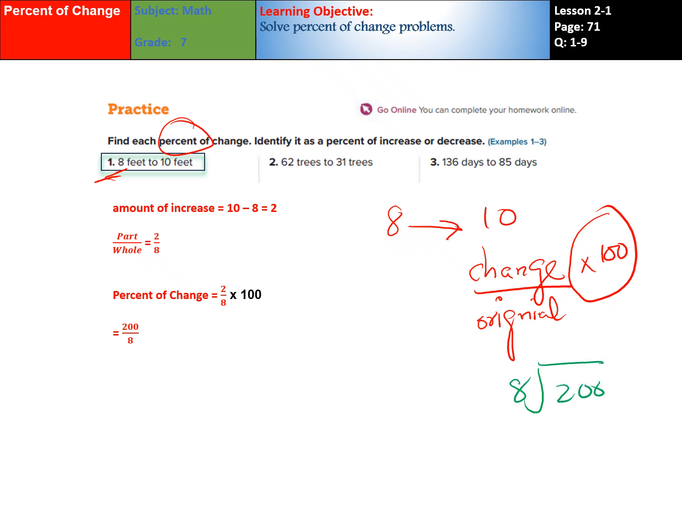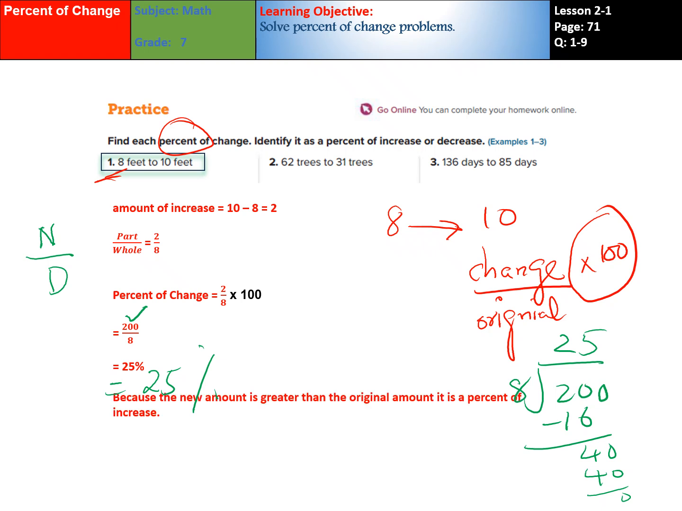Again, always the numerator goes inside and we divide with the denominator. The top number is the numerator, the bottom number is the denominator. So we have 200. Now 8 times 2 is 16, minus that, 40. 8 times 5 is 40. What did we get? 25. So it is 25%.